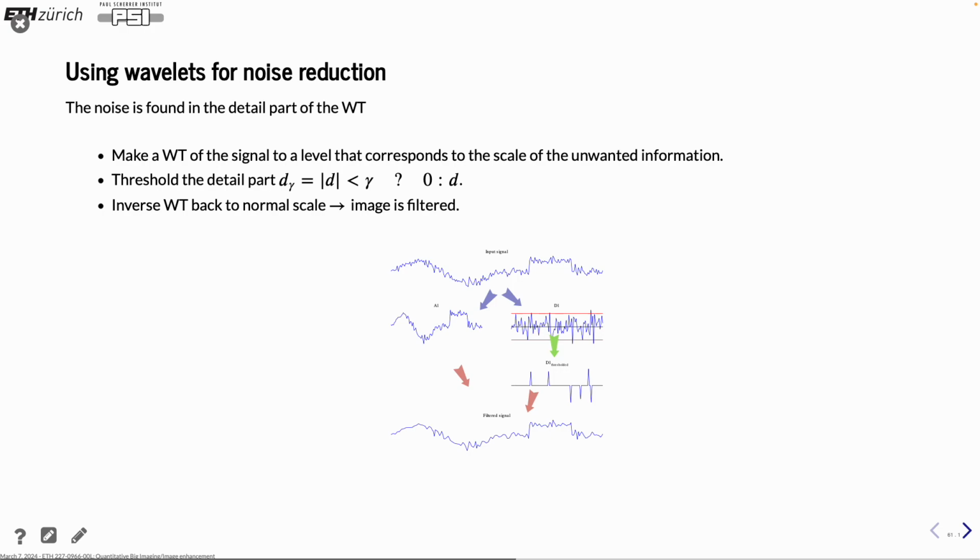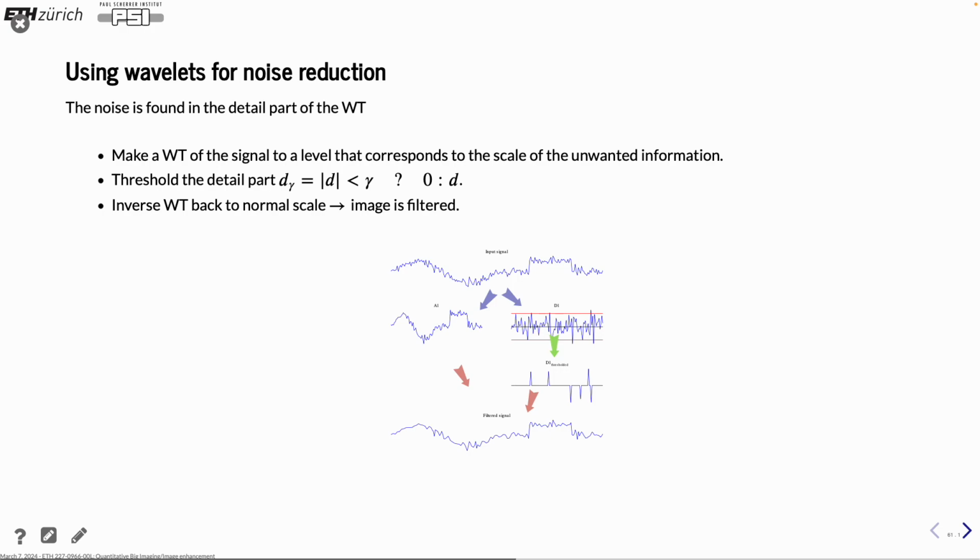So this is an approach how we can do the filtering. Of course, again, there are much more refined ways of doing it, but then I would probably have to spend a whole lecture on only that. So this is just giving you an idea how the wavelets can be used.